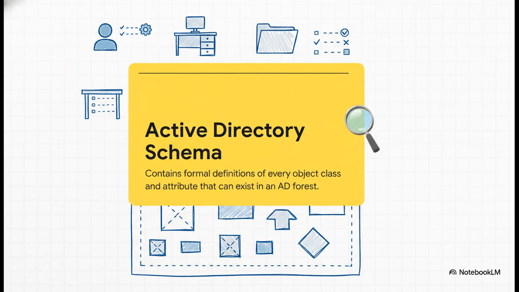So if you look up the official Microsoft definition, it's a little dry. It says it contains formal definitions of every object class and every attribute that can exist in an Active Directory forest. Okay, but let's stick with our blueprint analogy because it's way easier to grasp. The schema basically holds two key things: the designs for every type of thing and a master list of all the possible features those things can have.